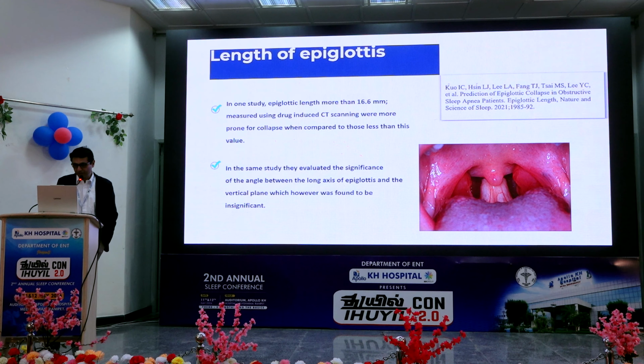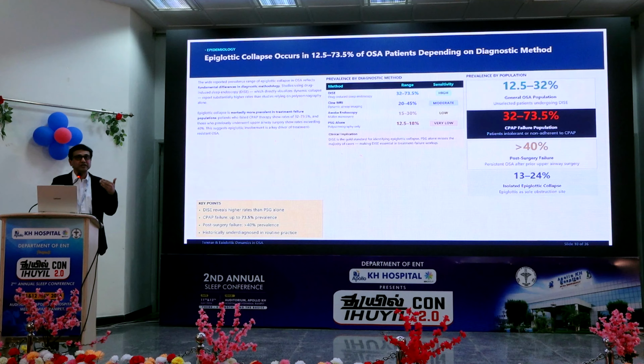Coming to the epidemiology, during routine awake endoscopy, normally we can't judge the prevalence of epiglottis collapse. Only DISE really helps us identify the prevalence of epiglottis collapse. In the normal population, the prevalence is only 12.5 to 32%. But in the CPAP failure population it is almost more than 75%. In post-surgical failure it is almost more than 40%. Isolated epiglottis collapse is only 13 to 24%. It all depends upon the diagnostic method. If you do only awake endoscopy, it is very low. If you suspect post-operative failure or CPAP failure and you do a DISE, this prevalence is increased.